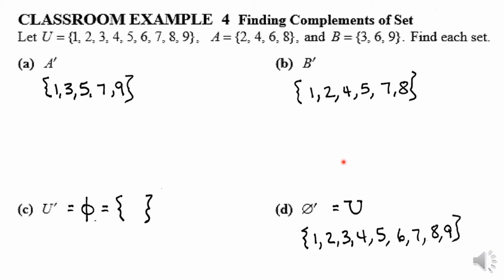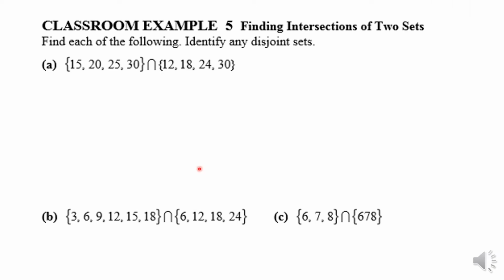This example asks us to find the complements of various sets, denoted again by the prime. And we find these are the answers. Note that the complement of the universal set is what we call the null set or empty set, and the complement of the null set is in fact the universal set.